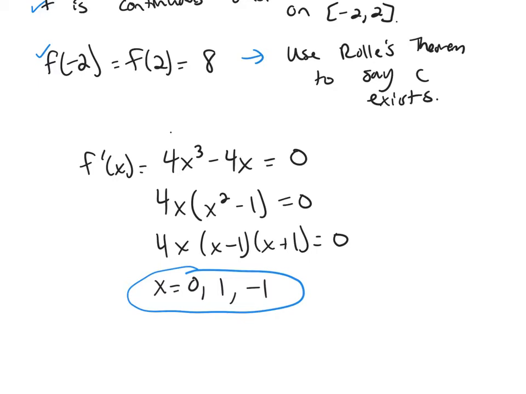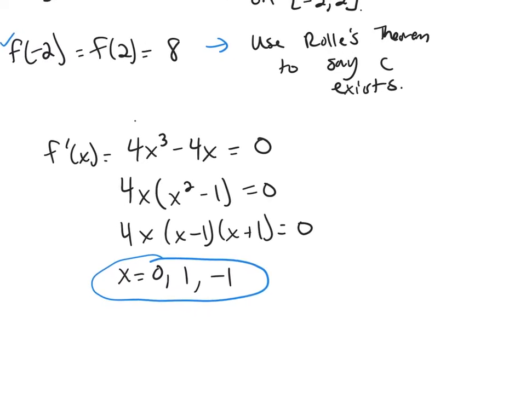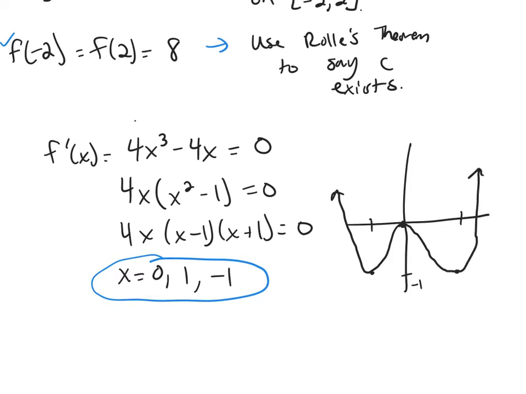Rolle's theorem only tells us that one value exists, but actually there are 3. And if you look at the graph of the function f of x, you'll see that the graph has this like W kind of shape going on here. And so there are 3 places where the derivative is 0. If I look at the tangent line here, at -1, at 0, and at 1, all 3 of those, the slope of the tangent line is 0. So the derivative is 0 at those 3 places.